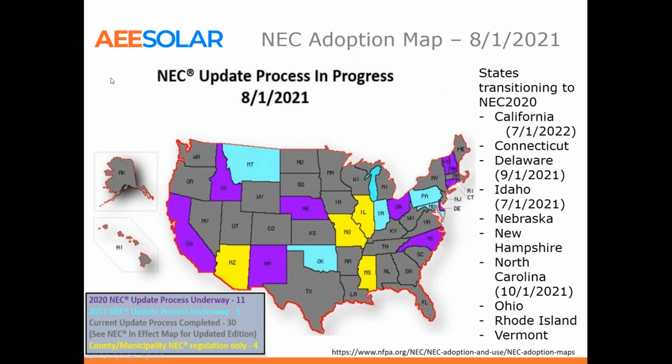Here's a quick map. Note at the bottom is where you can get this. You can also just Google NEC code adoption map, and this one will come up, so definitely check your states. Currently, most states are on the NEC 2017 code, and states are starting to transition even to 2020. We still have a few holdouts, or states that require code per each municipality. The ones in light blue and yellow, please check locally. You might still be under NEC 2014, or you are under local jurisdiction for rapid shutdown.